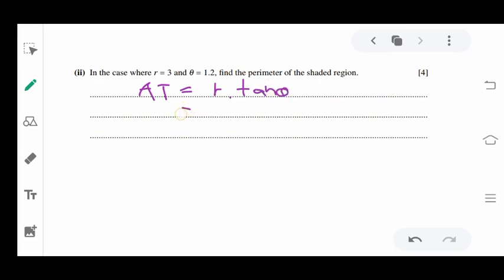So when you replace r and theta here, we get 3 times tan 1.2, which is equal to 7.72 centimeter as the length of AT. So let me write the length of AT here. So AT is 7.72 centimeter.